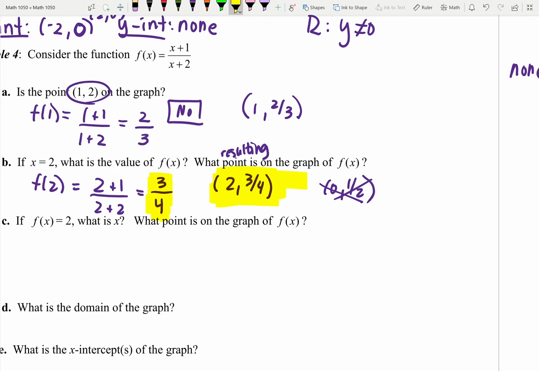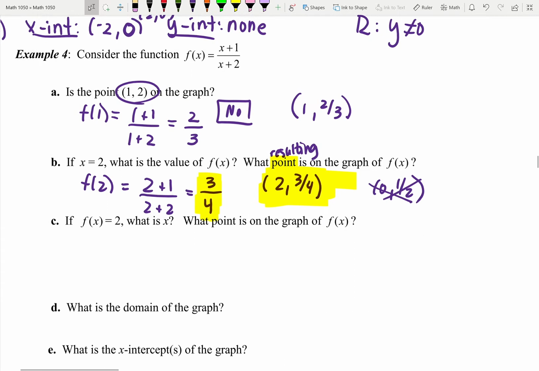Somebody's hand went up. I was just wondering if you had to write it in ordered pair. That's the second part. You don't write it as an ordered pair unless it says point. Okay, good question, honey. Okay, if f of x is 2, what is x? Everybody freeze. What's another name for f of x? Tell me. Y. So they want to know if y is 2, what is x? Go into this equation right here, and wherever you see an f of x, put in a 2.